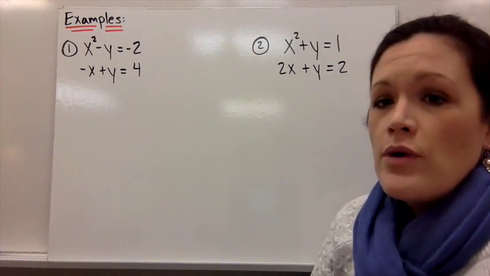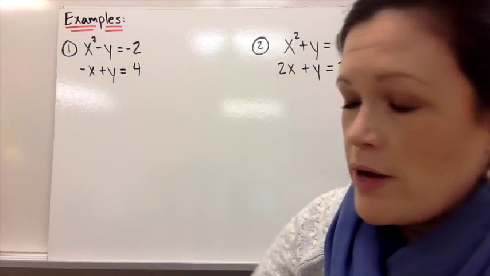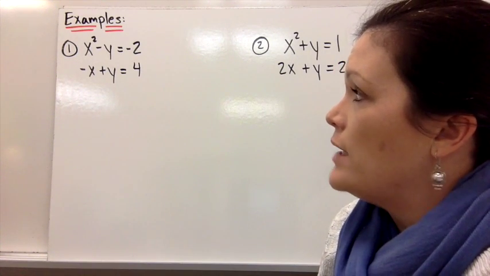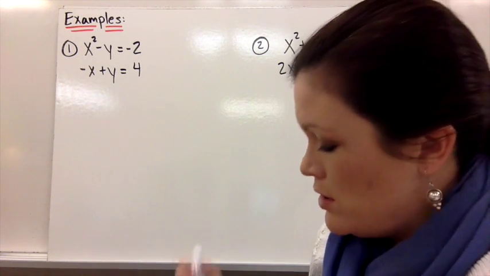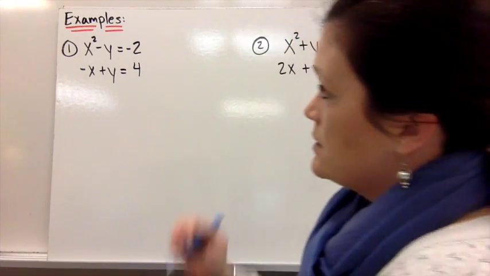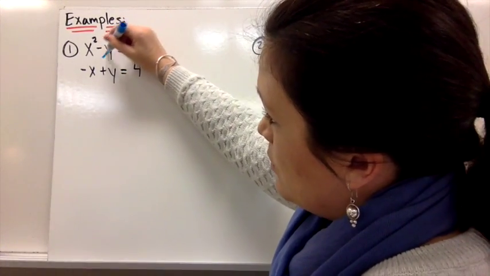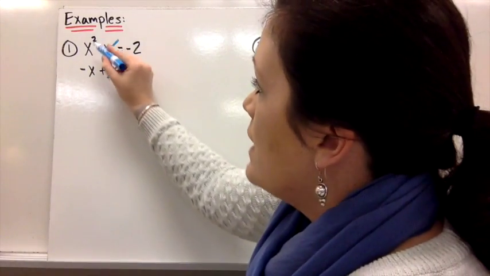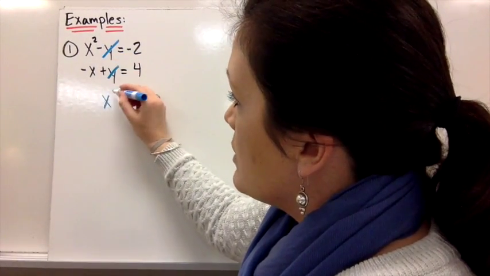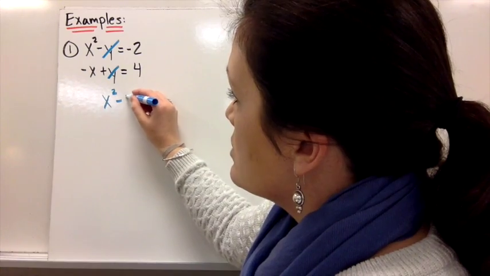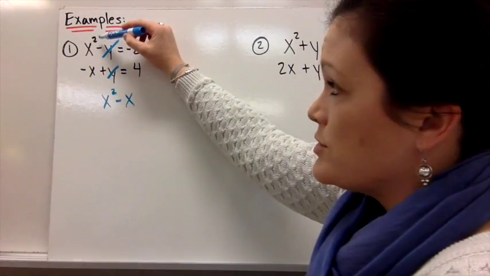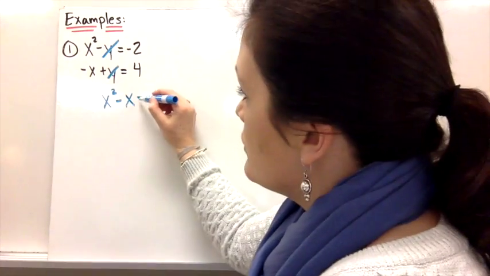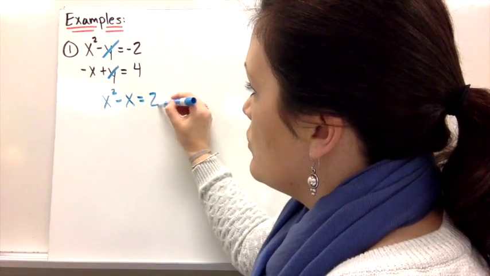For the first example, I'm going to use elimination to show you how that would work if possible. I have x squared minus y equals negative 2 and negative x plus y equals 4. So the first thing I need to do is go ahead and eliminate the y because it's set up in a way that that would be really easy. Then add together, like we always do with elimination, the remaining terms, but those are not like terms, so I bring them down. x squared minus x equals negative 2 plus 4, which is 2.